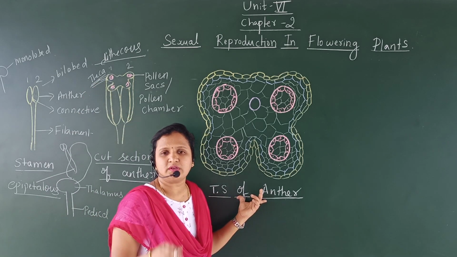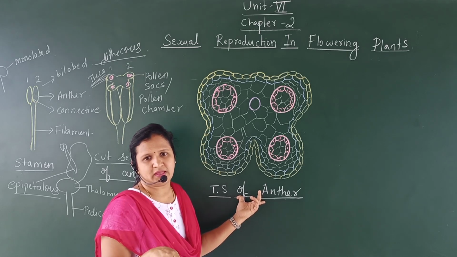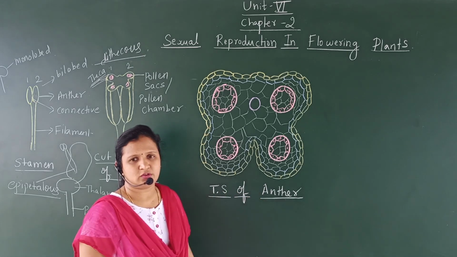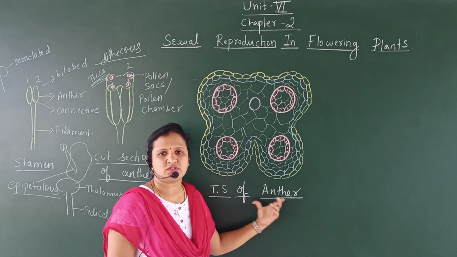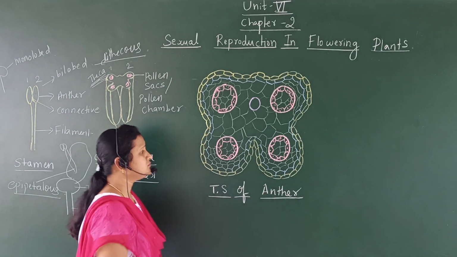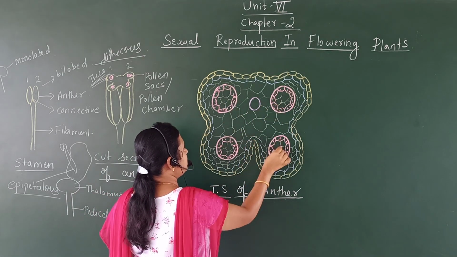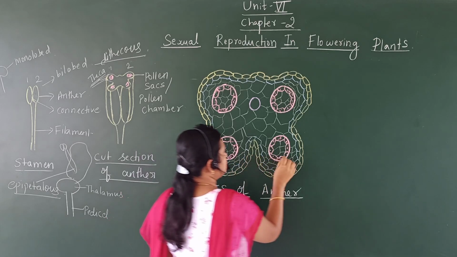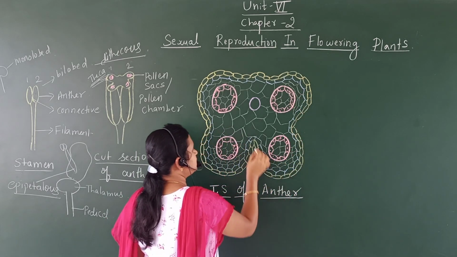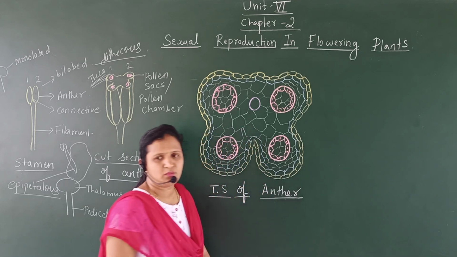If you want to know the detailed structure of the anther, take a thin section of the anther and observe it under a compound microscope. And this is called TS of anther, or transverse section of anther. In the anther, you can see there are 4 microsporangia present, and these microsporangia are surrounded by wall layers. So this structure is very important.